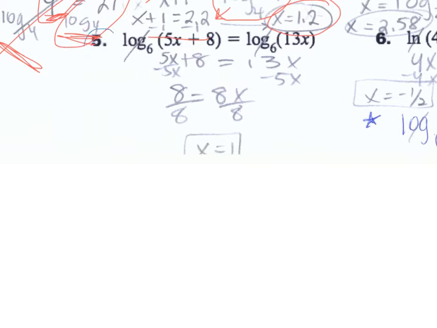Number 5, if you have one term on both sides and they're both log same base, you can cross off log same base, and you're left with 5x plus 8 equals 13x. You solve for x, and you end up with x equals 1.